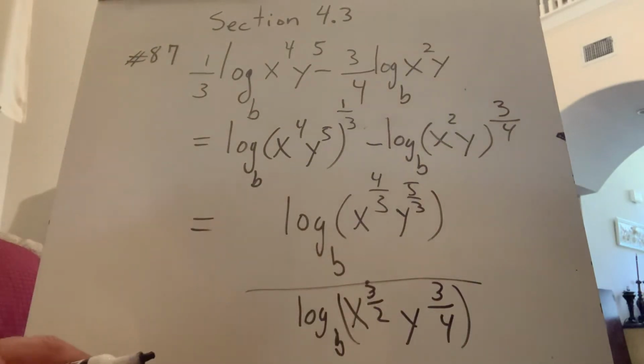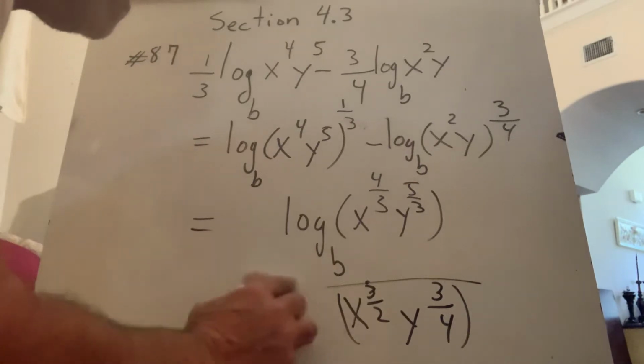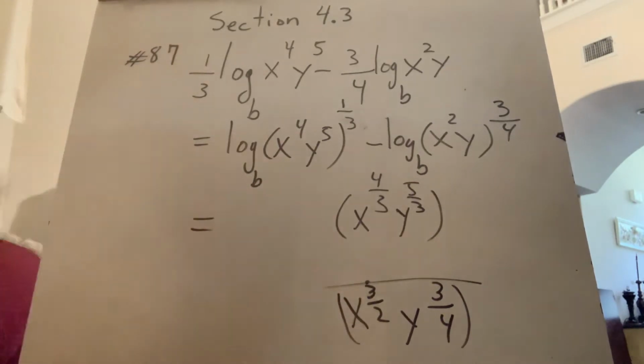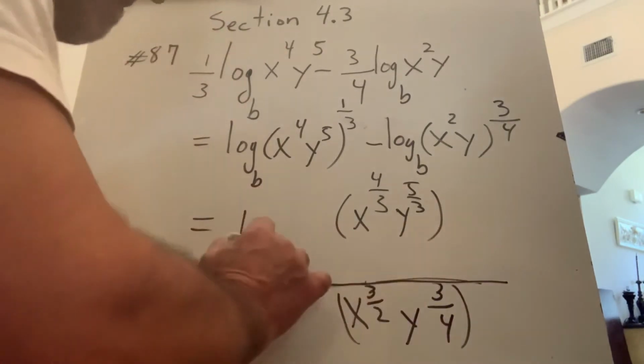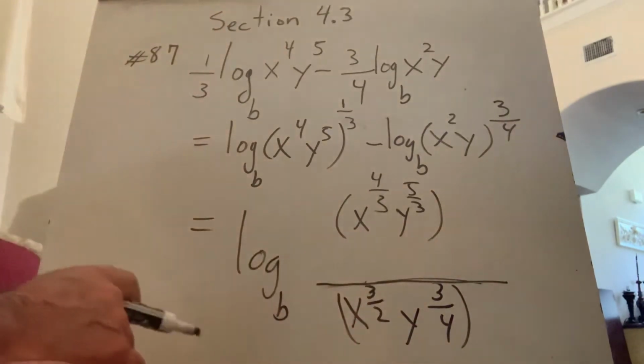Let me just pause here for a minute. Oh, I do apologize. Sorry guys, there is no log down here. It's just the log of the quotient, not log over log. Sorry about that. So you just have one log. It's log base b of this quotient.